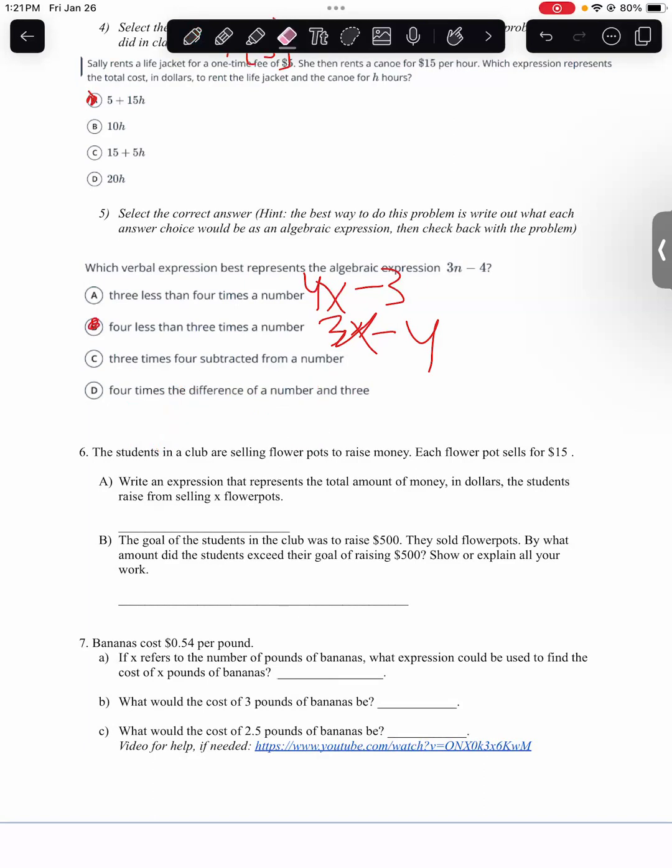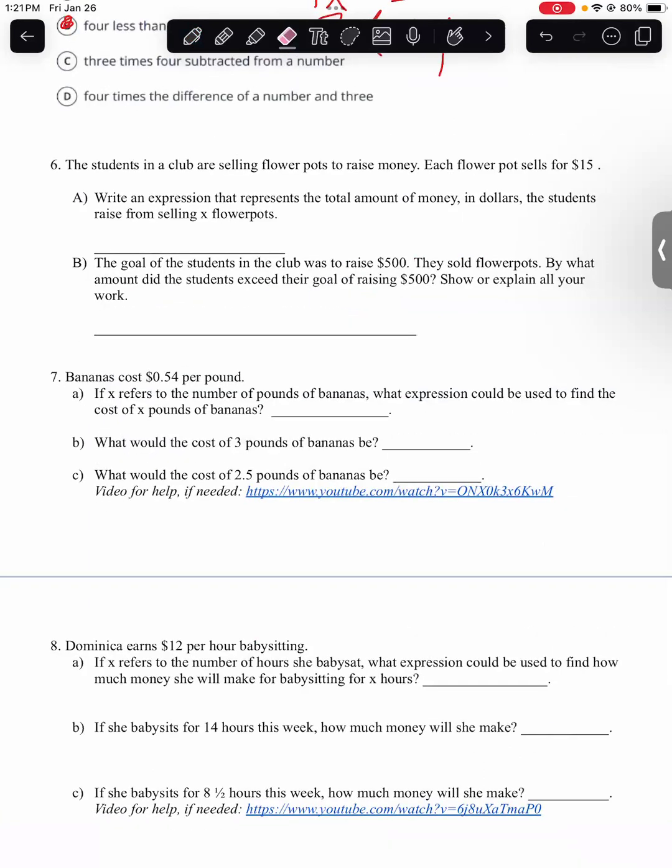All right. Now on to the last few, which require some more work. Okay. The students in a club are selling flower pots to raise money. Each flower pot sells for $15. Write an expression that represents the total amount of money in dollars the students raise from selling X flower pots. So it's $15 per flower pot times the number of flower pots. Okay, so that's it. The goal of the students was to raise $500. They sold flower pots. By what amount did they exceed their goal of raising $500?